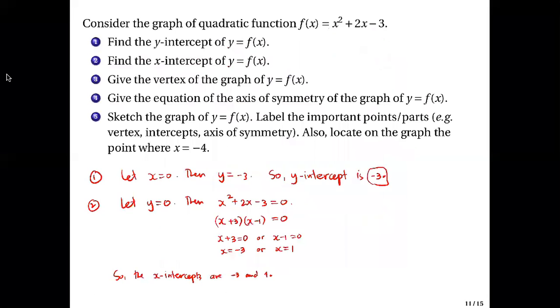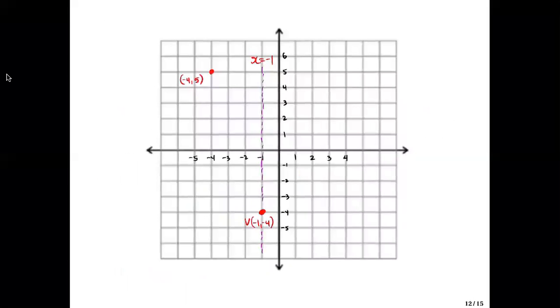We use the intercepts to get other points. So when x equals 0, y equals negative 3. So we have the point 0, comma negative 3. So it's this point here. So 0, comma negative 3.